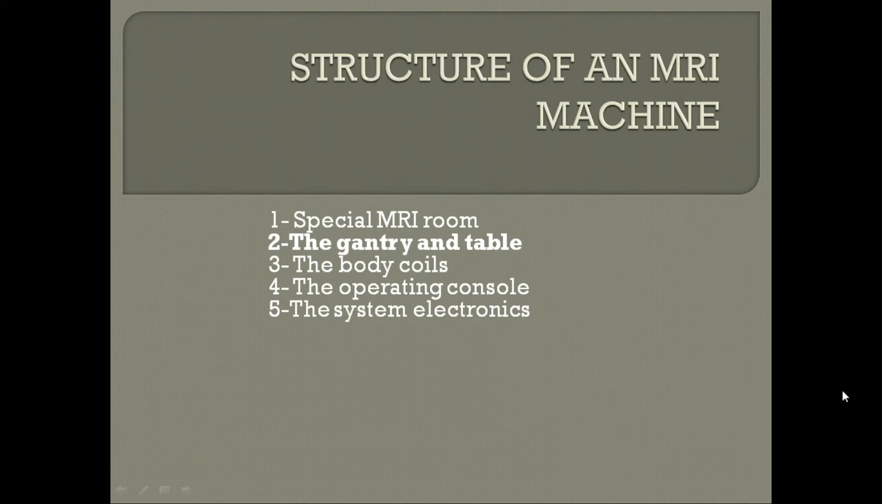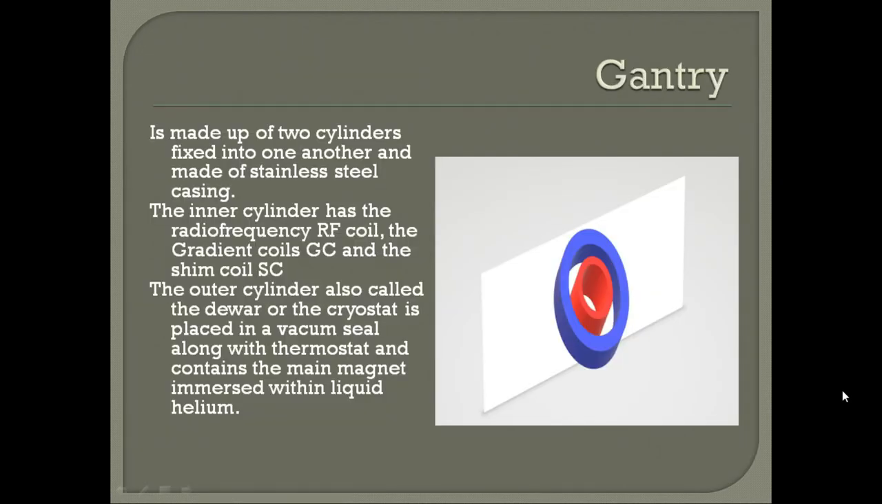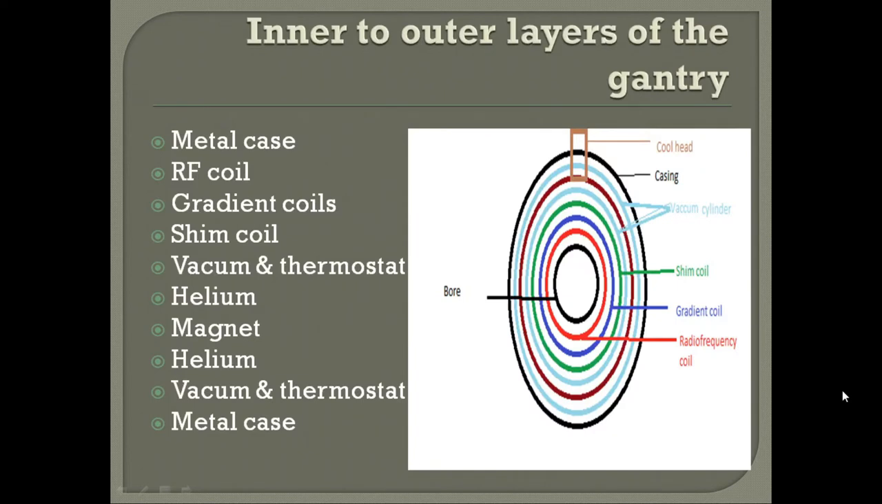Now, the most important thing in an MR room is basically the gantry and the table. In order to understand the basic structure of the gantry, you can look at this image, which is showing you two cylinders intertwined in one another. These cylinders are made up of stainless steel casing. The inner cylinder, red in color, has a radio frequency coil, the gradient coils, and the shim coil. The outer cylinder, also called the dewar or the cryostat, is placed in a vacuum seal along with the thermostat and contains the main magnet immersed within liquid helium.